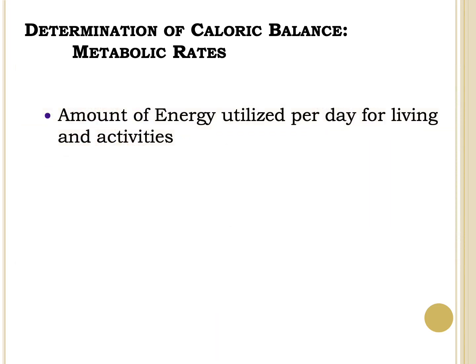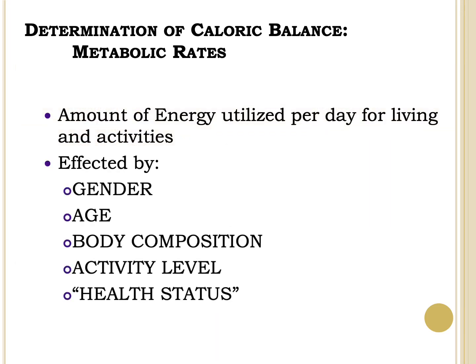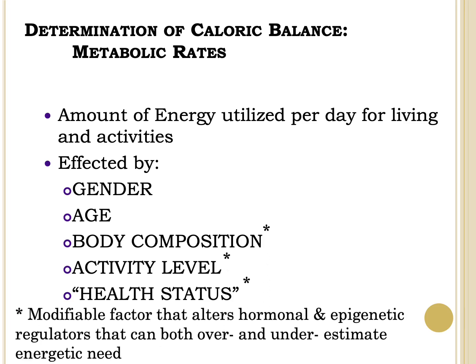And so what things are going to be determining our metabolic rate and our fuel utilization? Well, it's about the energy utilization per day based off of our basal metabolic rates. And these basal metabolic rates will be affected by things like gender and age, which are non-modifiable, as well as things like body composition, activity level, and overall health status, which will be modifiable factors that are going to alter hormonal signals, which will alter genetic and epigenetic regulators.